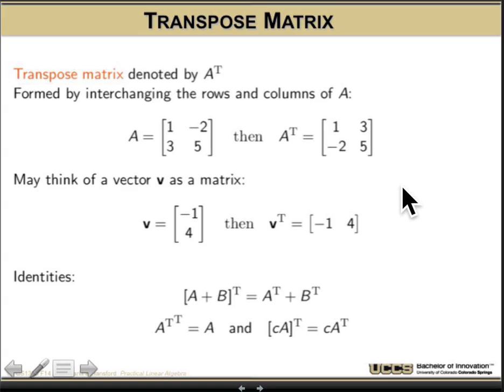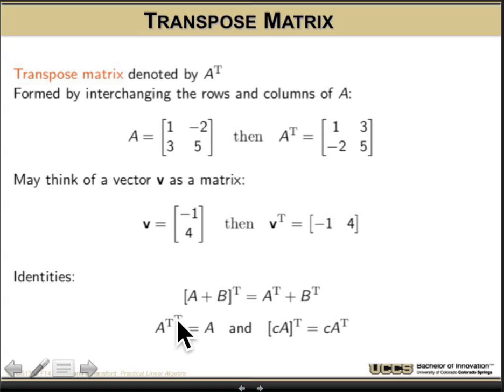In fact, since we can think of a vector as a column matrix, I can also talk about the transpose of a vector, and I get a row vector, -1, 4. Okay? And there are some nice identities to play with respect to transposes. If I take the sum of two matrices and ask for its transpose, that's equal to the transpose of the first matrix plus the transpose of the second matrix.